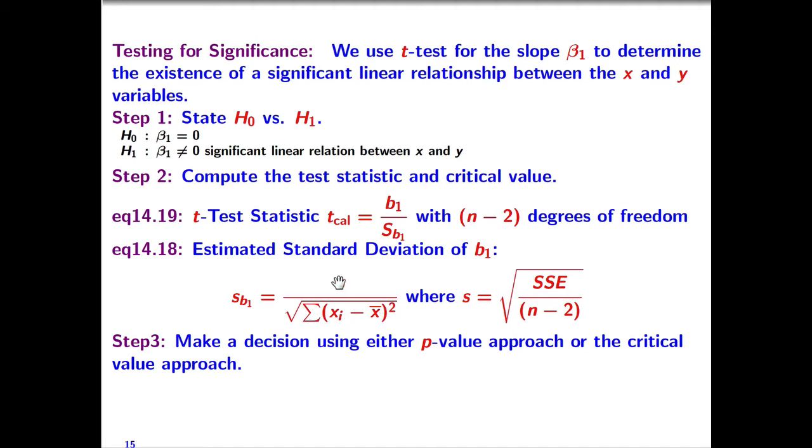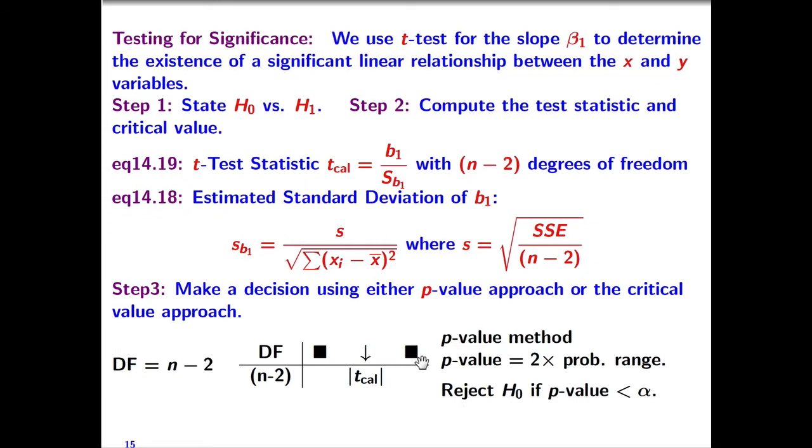Now, from equation 14.16, we will be able to find this s, and s is equal to the square root of SSE over n minus 2. And then step number 3, make a decision using either the p-value approach or the critical value approach.